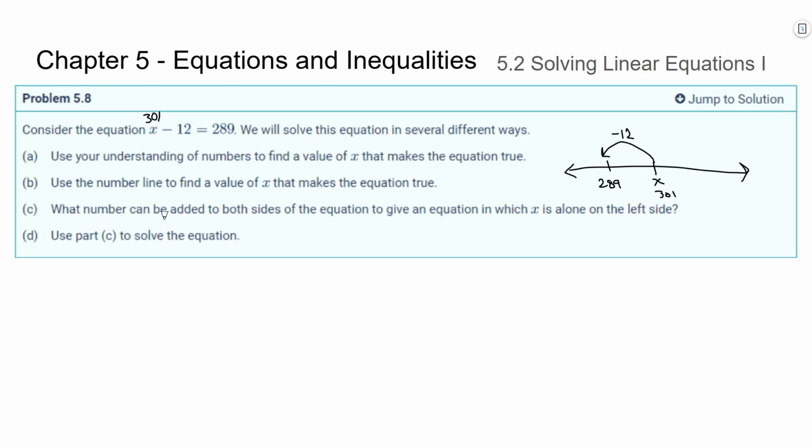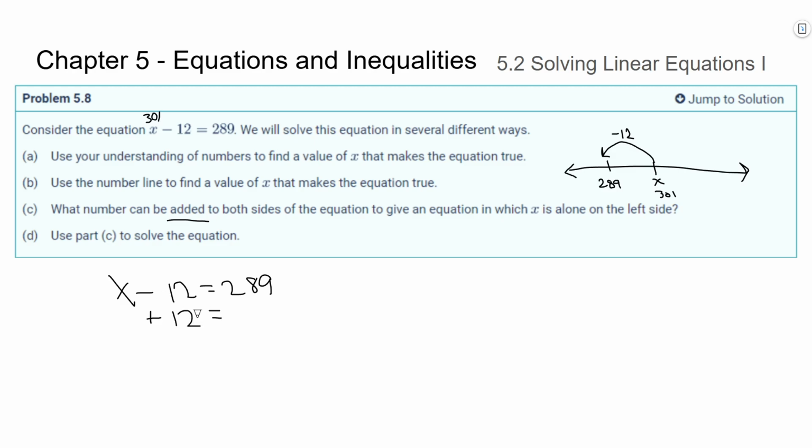Okay. Now, what number can be added to both sides of the equation to give an equation in which x is alone on the left side? So we have this equation, x minus 12 equals 289. And what this is saying is, is there a number we can add to both sides to get x by itself? Well, right now x is not by itself because we have x minus 12. We want to get rid of this minus 12. And how do we get rid of this minus 12? We can add 12. So we can say plus 12.